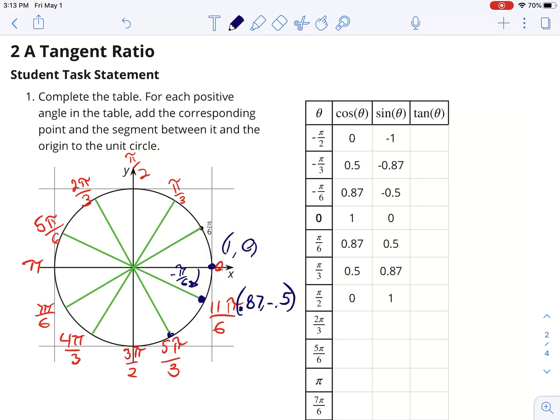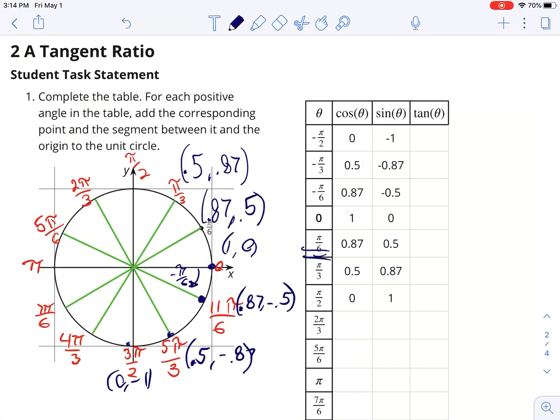I'm going to have all these different values. What you guys should see in this is we're now going to have 0.5 and then negative 0.87, and then we're going to have 0, negative 1 here. Then as we're going the opposite direction with pi over 6, we're going to have 0.87 and then 0.5. Then 0.5 and then 0.87, and then we're left with 0, 1.